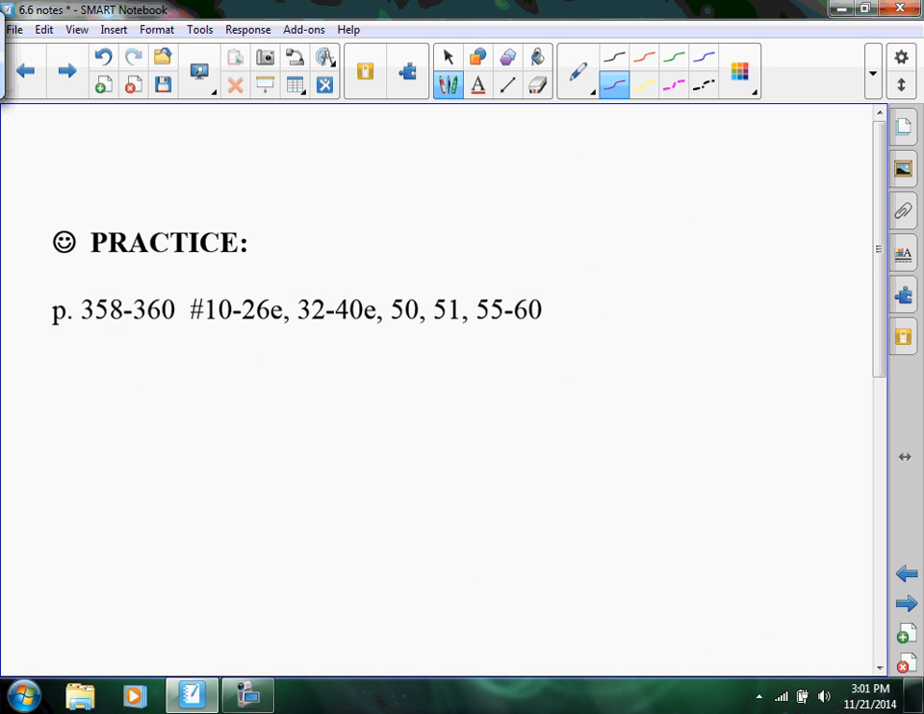So this is your homework to practice these concepts. Make sure that when you see those absolute value bars, since there's 2 of them, that's kind of a visual reminder that you need to set up 2 equations when you're solving.